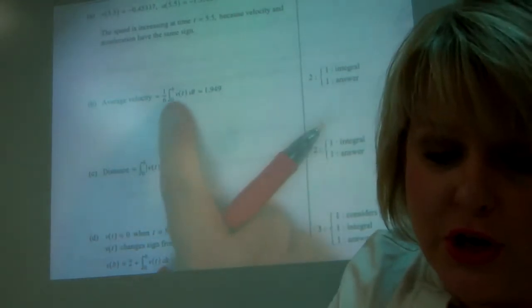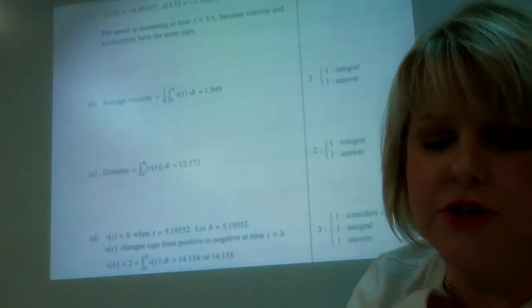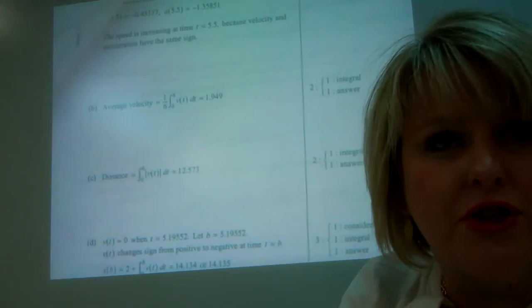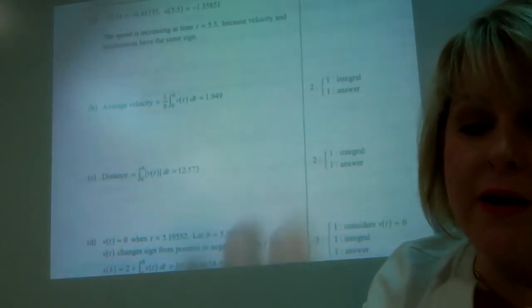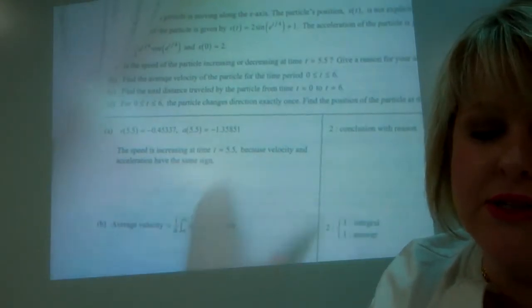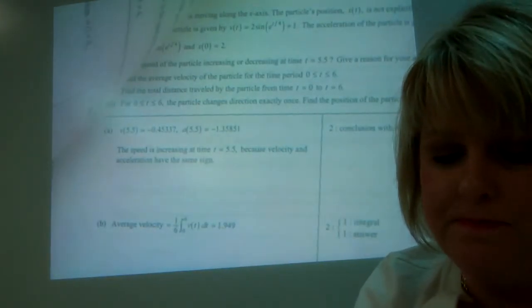So that was worth 2 points. 1 point for showing your setup and 1 point for the answer. So if you just wrote the answer without showing the setup, what you typed in the calculator, you would only get 1 of the 2 points. It's kind of like up here, if you just said speed was increasing but you didn't say why, you would only get 1 of the 2 points.